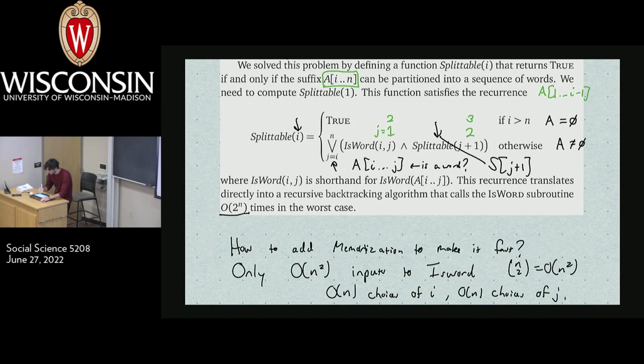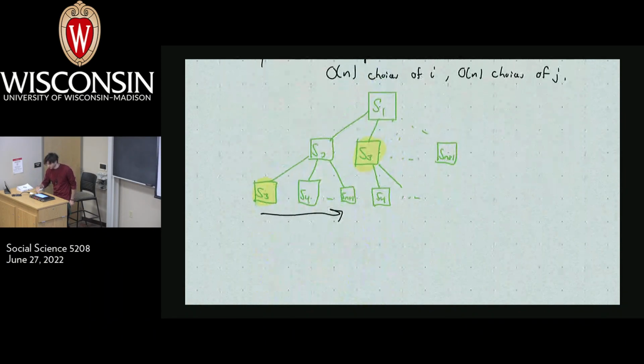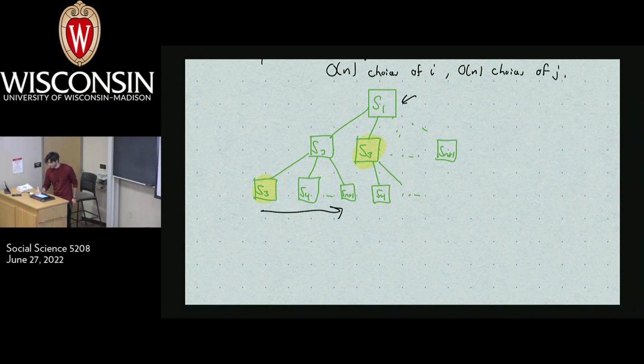So if you're in splittable of 1, you're going to call splittable of 2, splittable of 3, splittable of 4. You're going to call all of them, basically, just from the top. So in the picture here, from the very first call, you're going to get n recursive calls. Then from each of those children, you get something close to n as well. So for S(2), you get n minus 1 recursive calls. For S(3), you get n minus 2, etc. So the tree is growing exponentially.